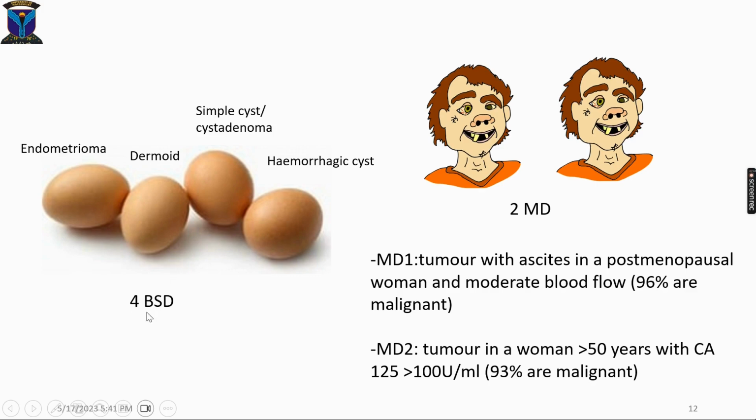So these are the benign simple descriptors: endometrioma, dermoid or mature cystic teratoma, simple cyst, cystadenoma, hemorrhagic cyst. For the 2 malignant descriptors, remember, tumor with ascites in a postmenopausal woman with moderate flow. When such is found, 96% are malignant. When the CA125 is greater than 100 in a woman who is greater than 50 years, the risk of malignancy is 93%.